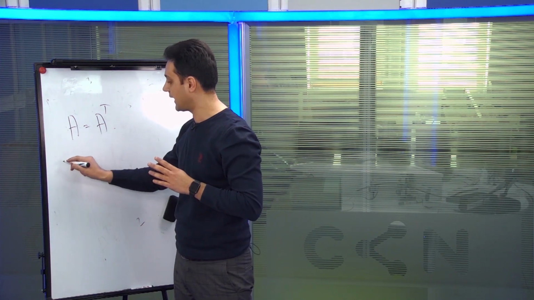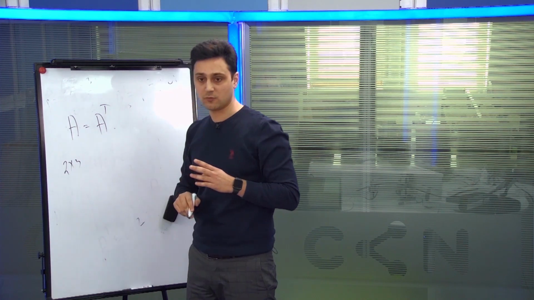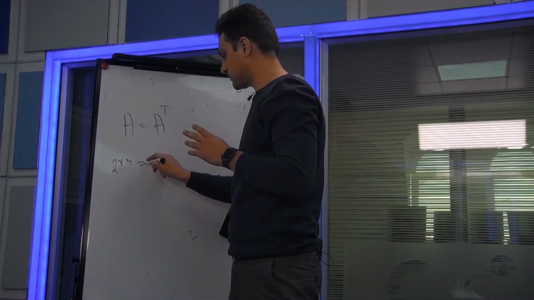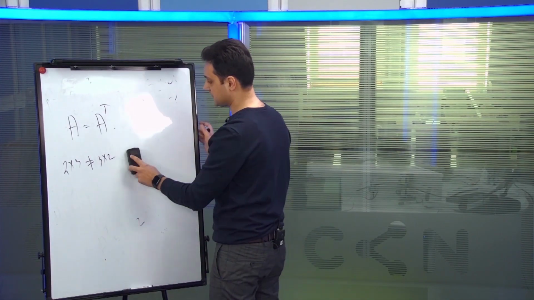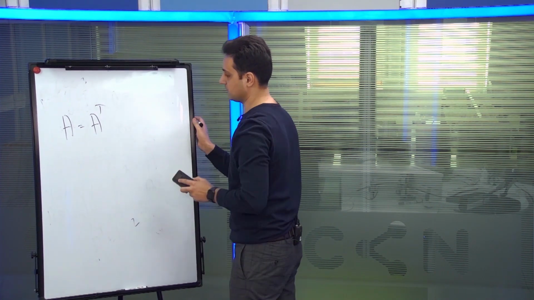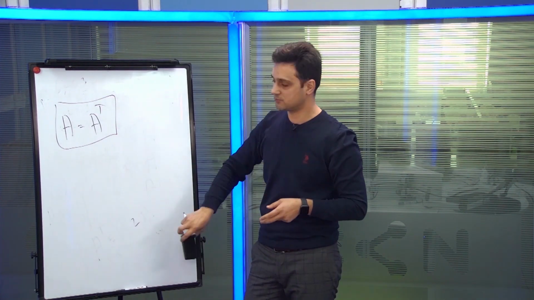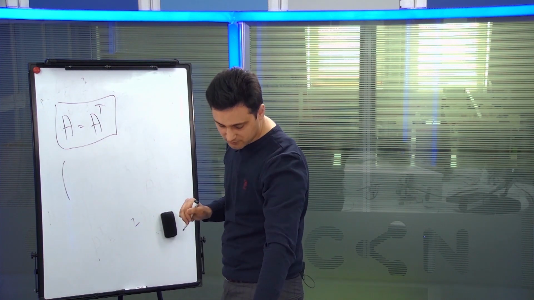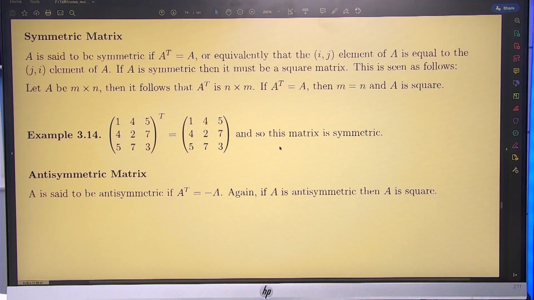Otherwise, if A is not square, we have, for example, a 2 by 3 dimensional matrix, and its transpose will be 3 by 2. So these matrices cannot be equal. That's why a symmetric matrix must be square. And this condition must be satisfied for a symmetric matrix. I will give an example. Also, you can see example 3.14 in the lecture notes, and meanwhile, I will give a different example.